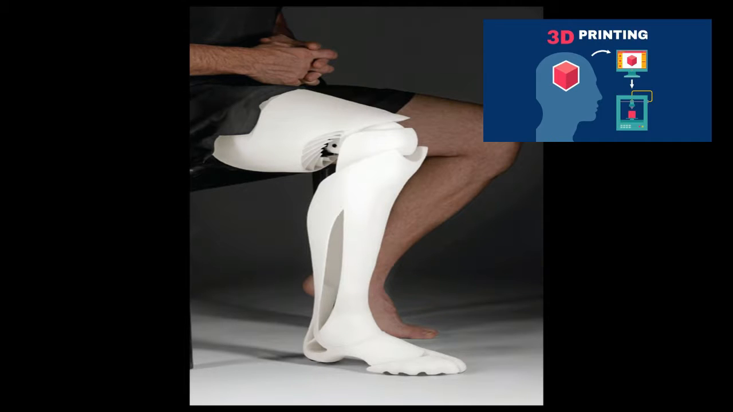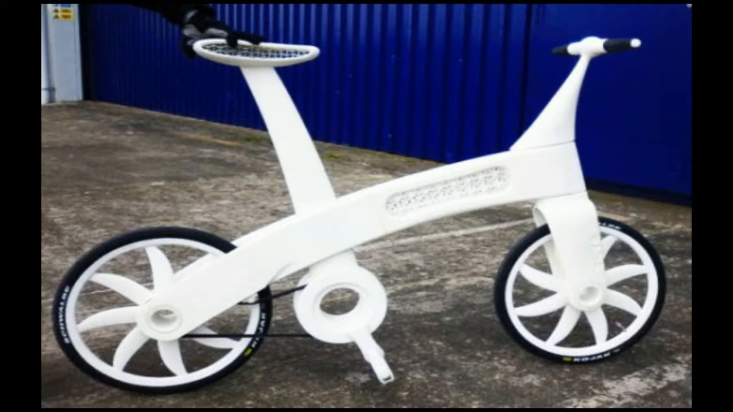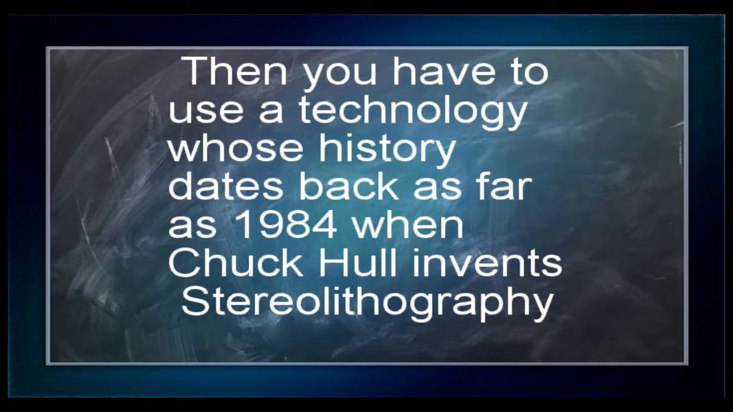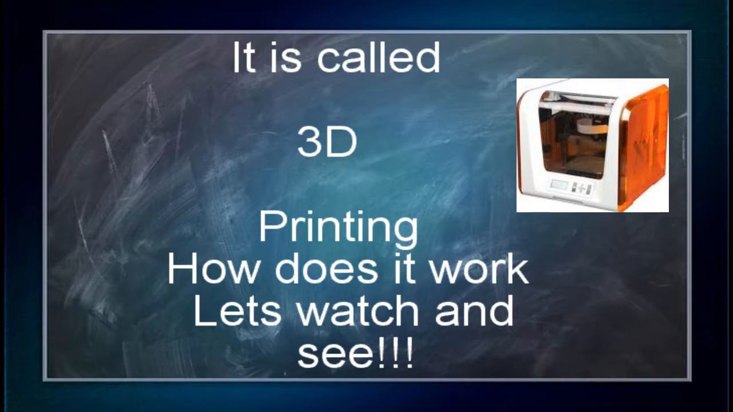The most common example of 3D printing is the technology that prints and develops prosthetics for those who might be missing limbs, or the printing of other items, such as a bike. If you want to do this, then you have to use a technology whose history dates back as far as 1984, when Chuck Hull invented stereolithography. It's called 3D printing. But how does it work?